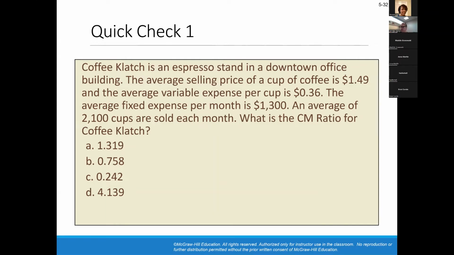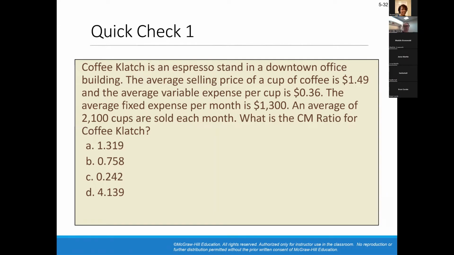Well, this must be an example from a long time ago, because coffee that I buy at like Starbucks is definitely not $1.49.